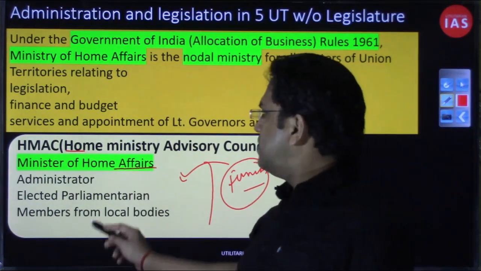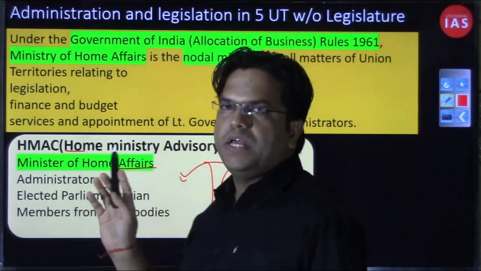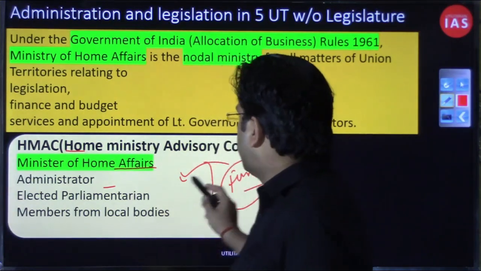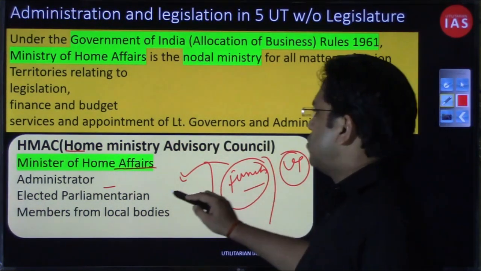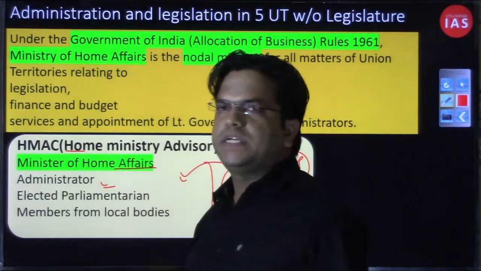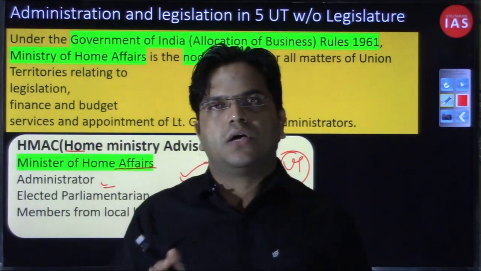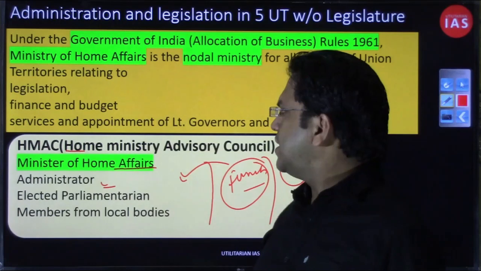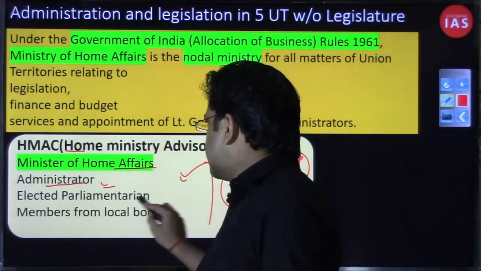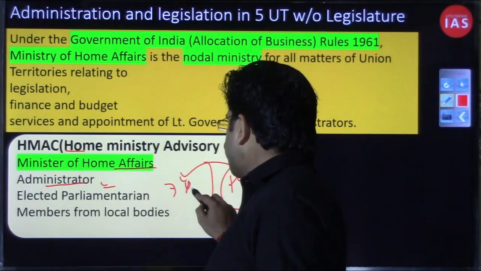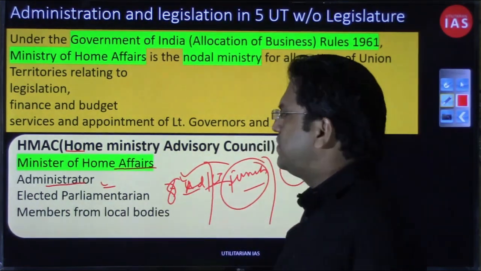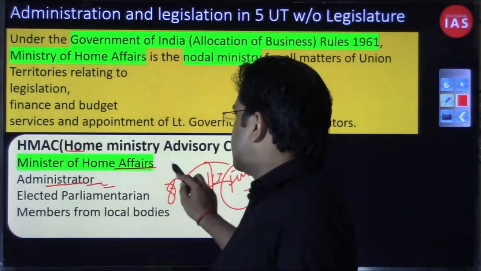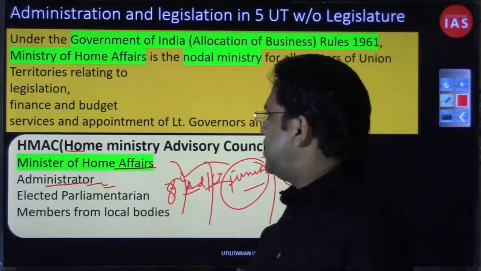Thereafter you will have administrators from various union territories. So this body is going to deal with the issues of the union territories, right? So you will have the administrator or lieutenant governor, whatever the designation of any union territory will be. So those 8 administrators or lieutenant governors are going to sit on this body. Thereafter, elected parliamentarians.